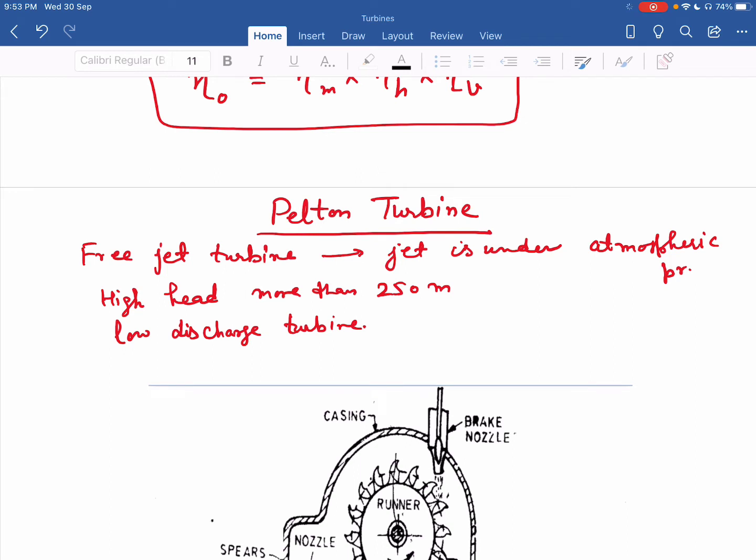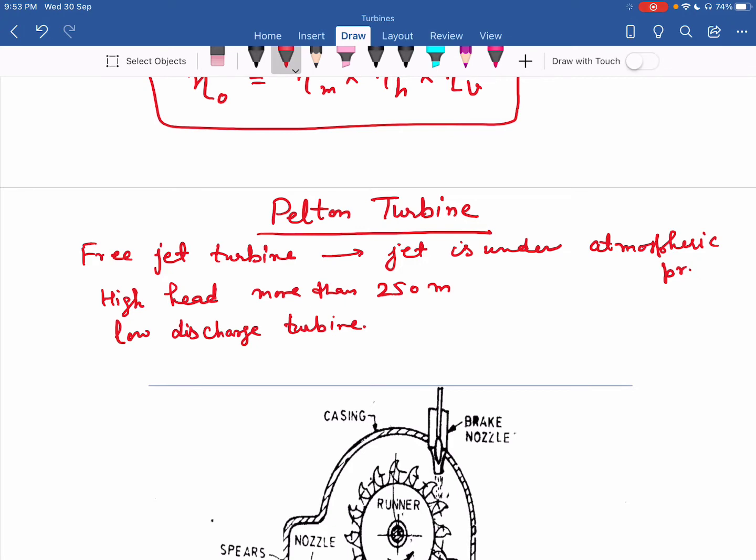So today we start with the Pelton turbine. Now the Pelton turbine is the only impulse turbine that we are using nowadays. This is also called a free jet turbine. We call it a free jet turbine because its jet is working under atmospheric pressure.